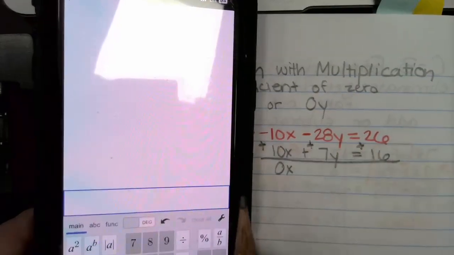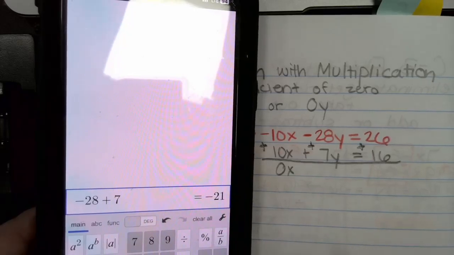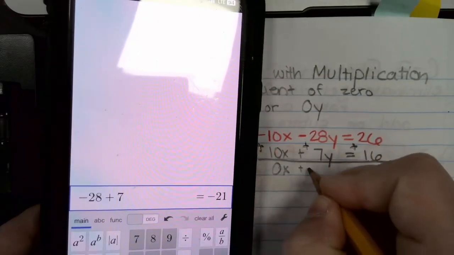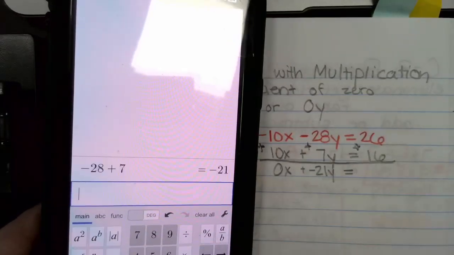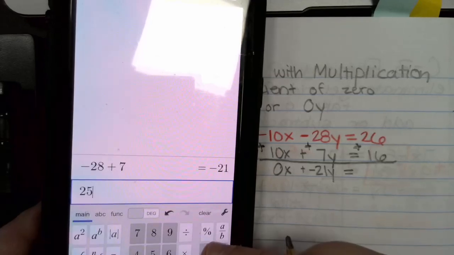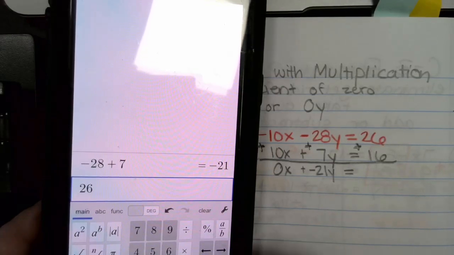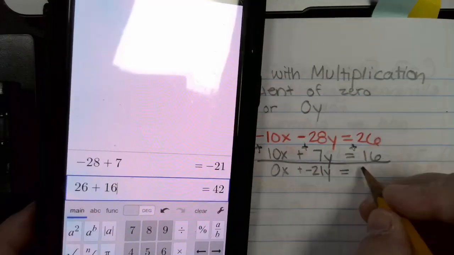All right, negative 28 plus 7, we get negative 21y. Equals 26 plus 16, we get 42.